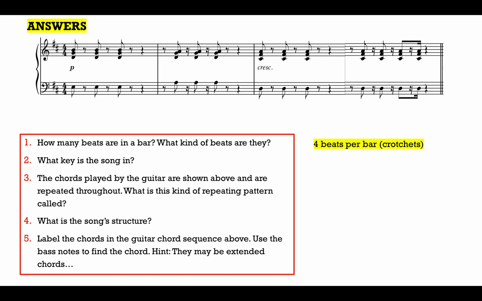Let's think about the key again. So once again, we need to find the key signature. There it is at the beginning. And again, it's sharp. So we need to find the last sharp in the key signature, which is this C sharp, and go up 1 note from C sharp. A, B, C, D. So it's going to be D, and that means it's in D major. The chords, these chords are played by the guitar the whole way through.